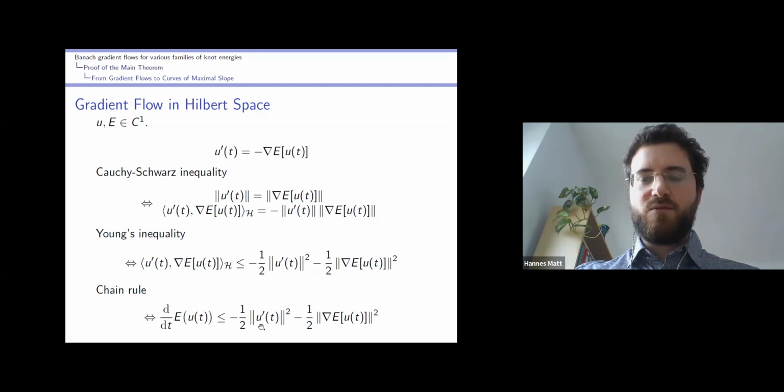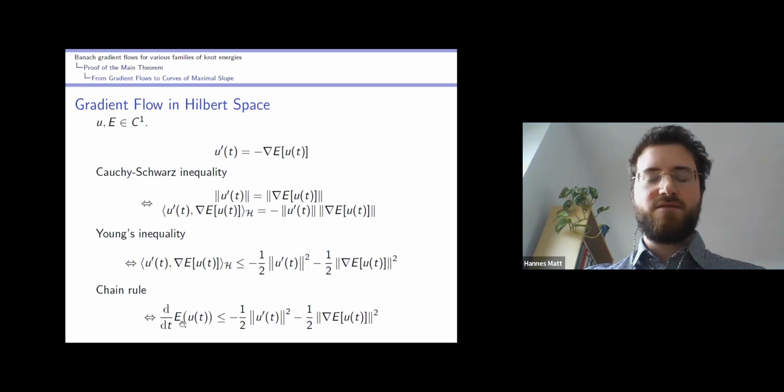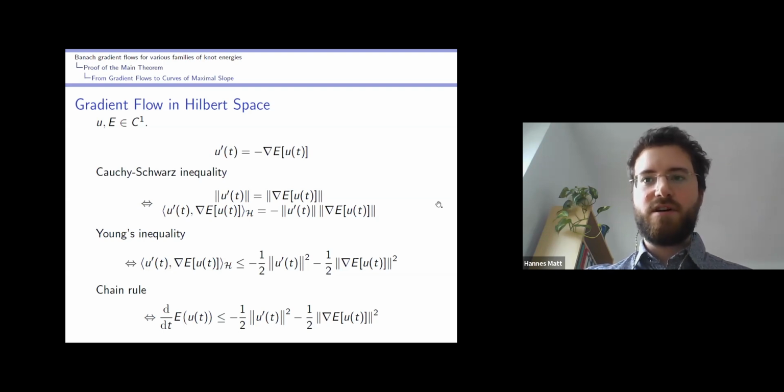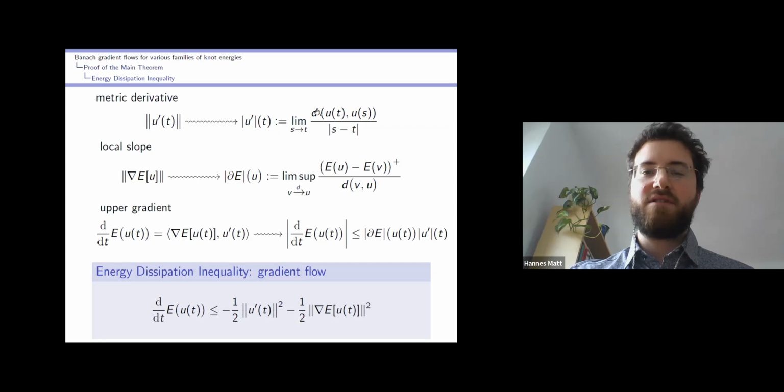Well, in this inequality here, we do not have any more linear structure. So we have the norm of the derivative, also the norm of the gradient, and here just the derivative of the composed energy function, also no more scalar product. And this can be generalized to metric spaces. So instead of the norm of the derivative, we can introduce this metric derivative, where in our case this metric d would be the metric induced by the norm of the Hilbert space. Same thing for the norm of the gradient: this would be replaced by the so-called local slope.